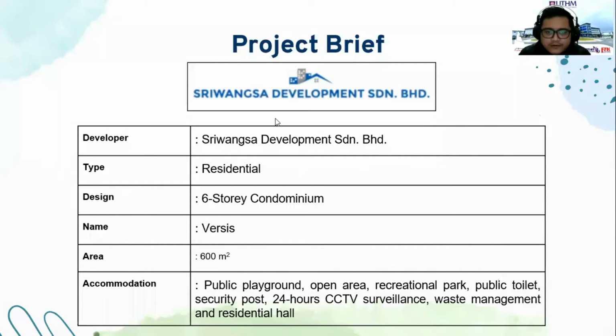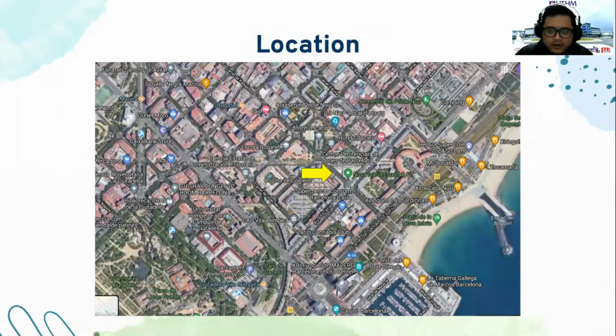Okay, my name is Firdaus Azrai bin Idris and I'm going to present about the project brief. So actually our project is Versis, which is a 6-story luxury residential in downtown Barcelona, and the developer is Sriwangsa Developments Berhad, where this building is a residential type and the area is 600 meters square. Okay, next slide is the location of the building, which is located in Barcelona.